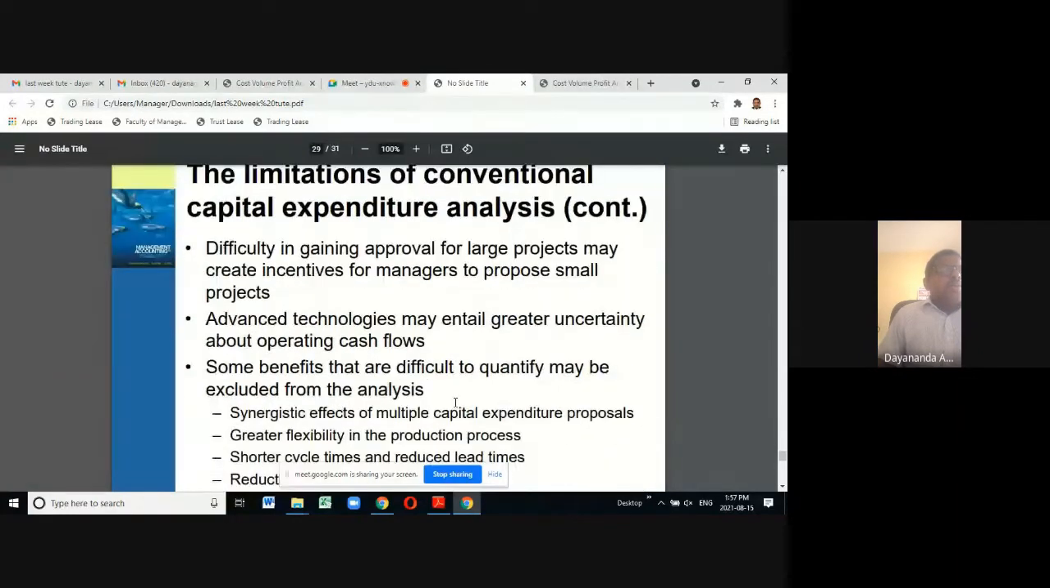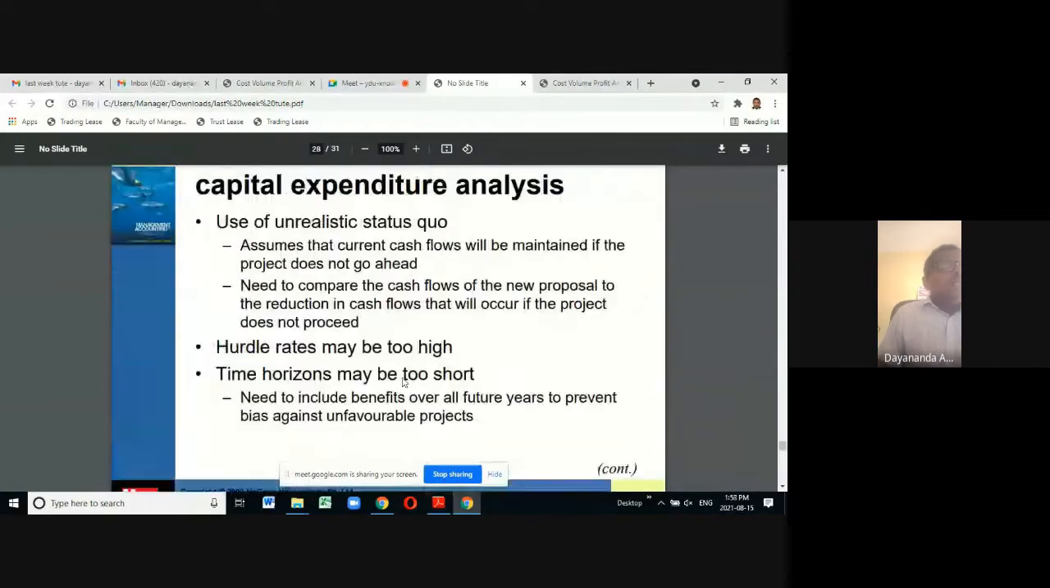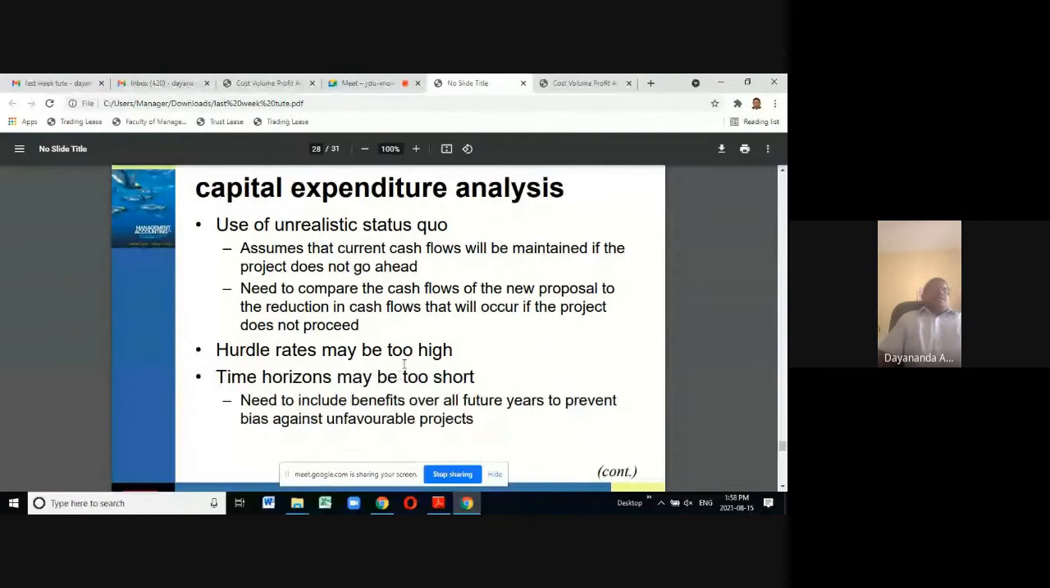Conventional cash flow analysis has difficulty in gaining approval for large projects. Advanced technologies may entail greater uncertainty. Some benefits are difficult to quantify, for example, synergy. So these are the limitations of projects. So limitation of projects under use of unrealistic status quo, that is one thing. Hurdle rates may be too high or too low. Hurdle rate means discount rate.